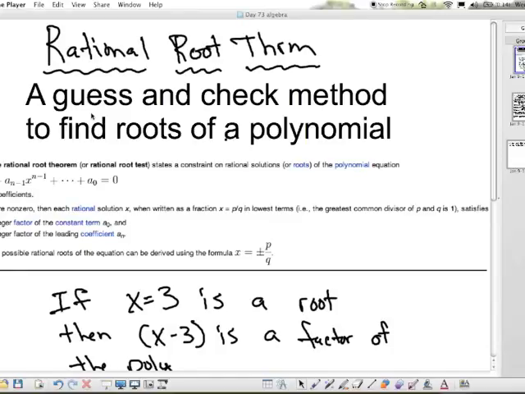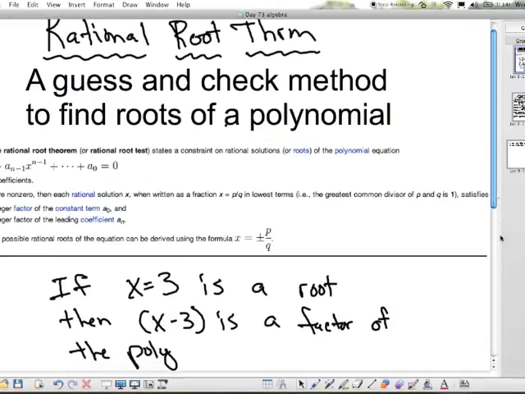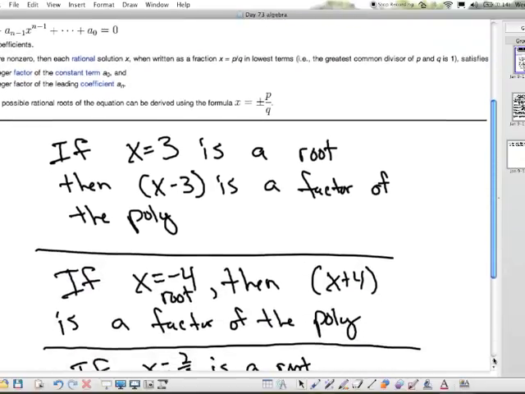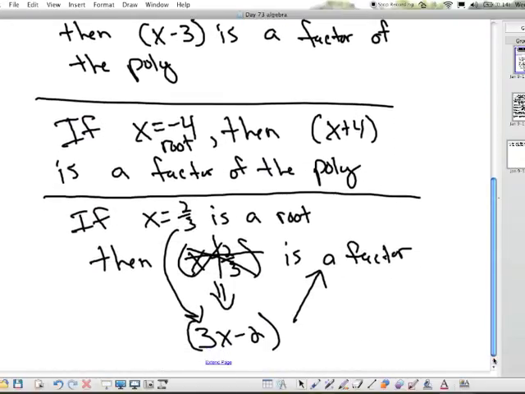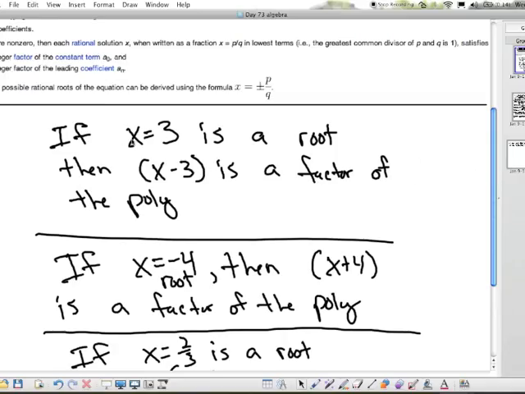Example 3 on rational root theorem. With rational root theorem, you can find the possible rational roots and also factor polynomials if you know a rational root. Little quick reminder that if you know your roots, you also know possible linear factors. So if x equals 3 is a root, then x minus 3 is a factor of the polynomial. If you have x equals negative 4 as a root, then you know x plus 4 is a linear factor.